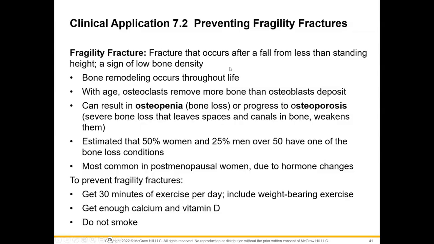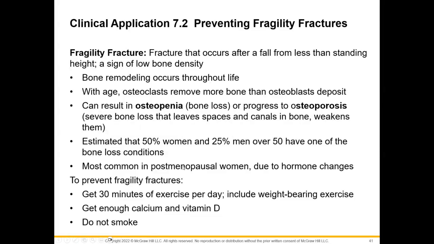Okay, fragility fracture: a fracture that occurs after a fall from less than standing height. This shows a sign of low bone density in a person that gets this. Bone remodeling does occur throughout life, and with age, the osteoclasts remove more bone than the osteoblasts are able to deposit. Ultimately, that can result in osteopenia, or bone loss, and progressed osteoporosis. That's when you have severe bone loss. That'll leave real spaces, canals in the bone.